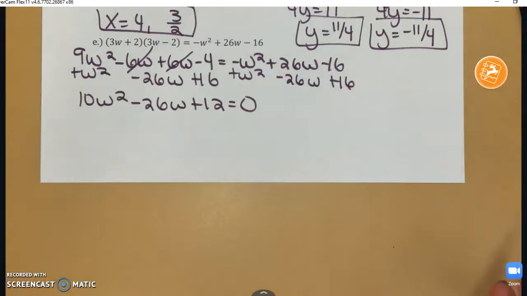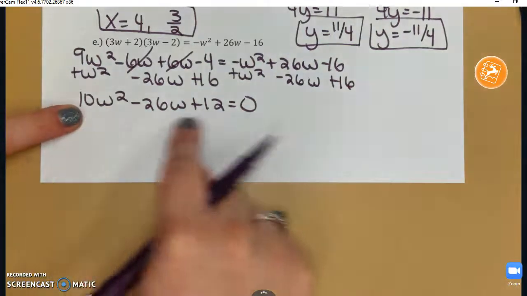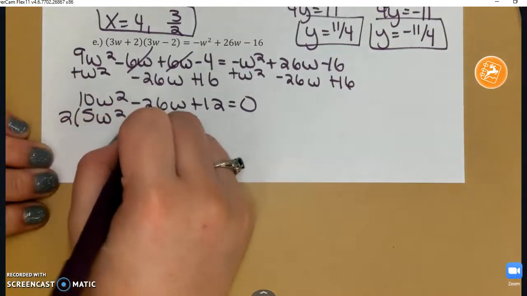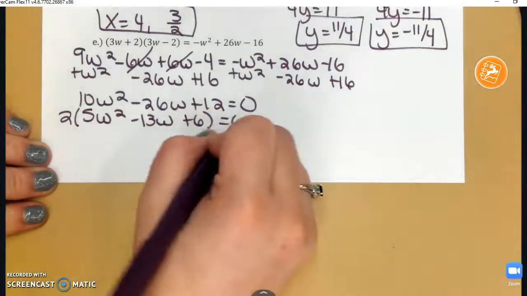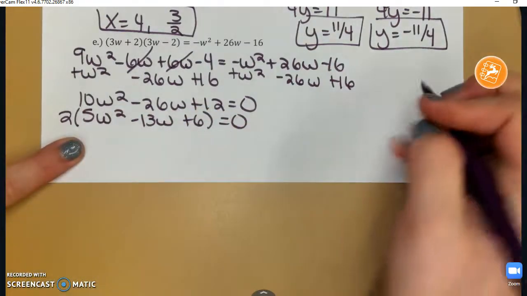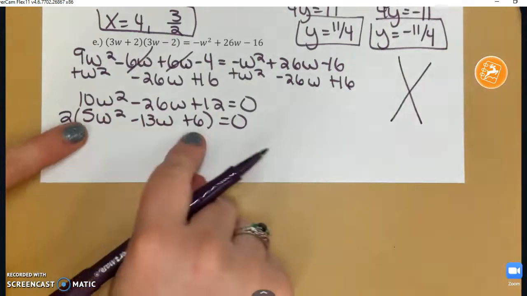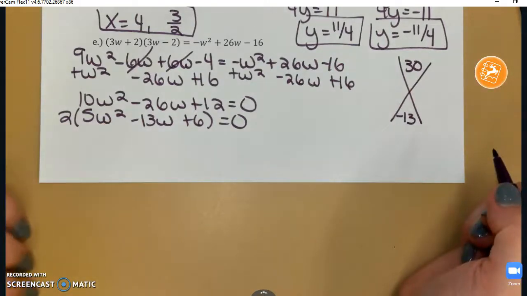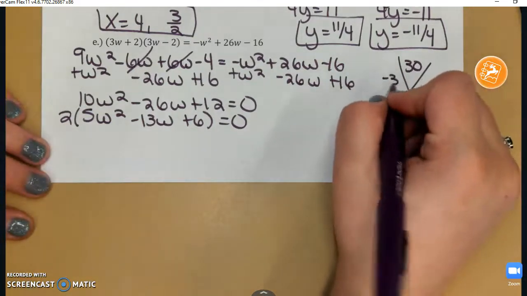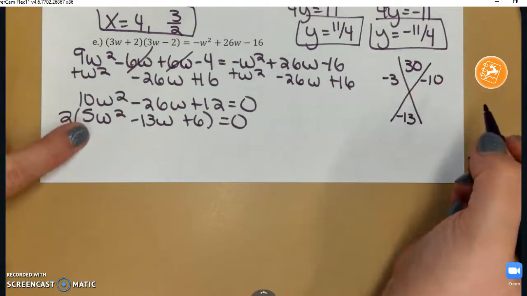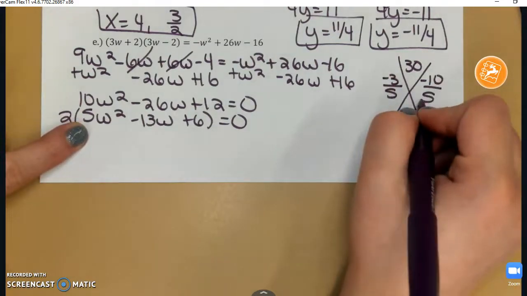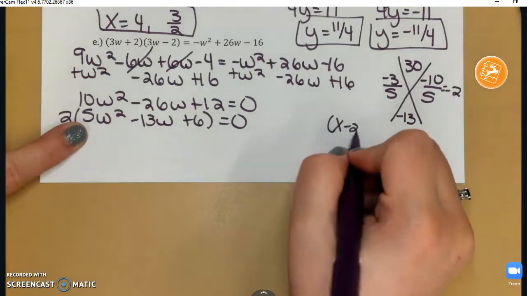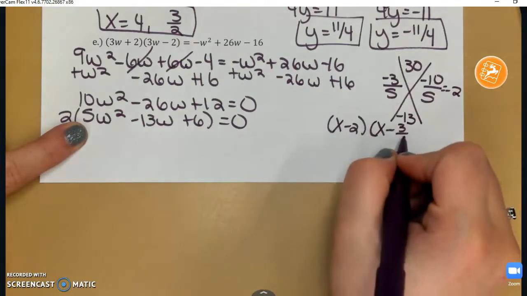Now, before I start factoring my trinomial, there is actually a GCF here I can take out, and that is 2. And that will leave me with 5w squared minus 13w plus 6. And now this is the trinomial I'm going to use my x method to factor. So 5 times 6 is 30. B is negative 13. Numbers that multiply to 30 and add to negative 13 are negative 3 and negative 10. A is 5, so I have to divide both of those by 5. This is going to remain a fraction. This becomes negative 2. So x minus 2 times x minus 3 over 5.